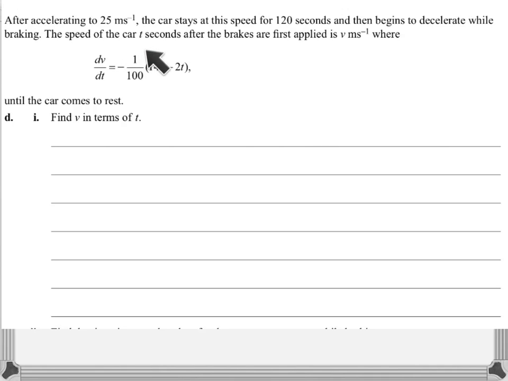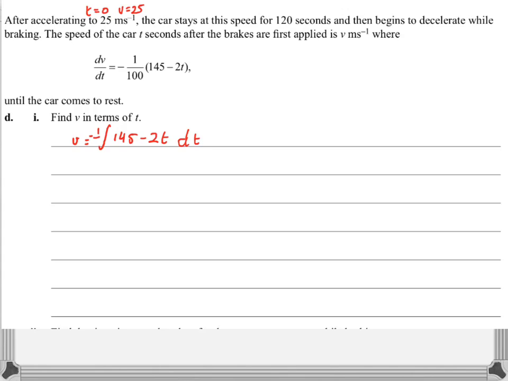The speed of the car, t seconds after the brakes are first applied, is v. Here is the expression. This one is an acceleration function, dv/dt. So this is decelerating. This is the deceleration function for braking until the car comes to rest. Very important. Now let's find v in terms of t, the velocity as the car brakes. We're setting up a differential equation. First off, we draw on this information. Here is some initial condition: at the start of braking, we're traveling at a constant speed of 25 meters per second.